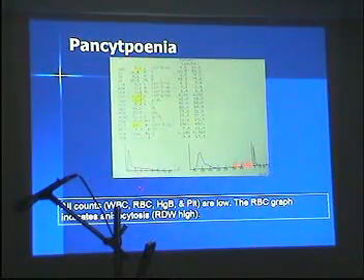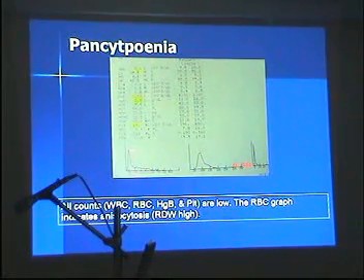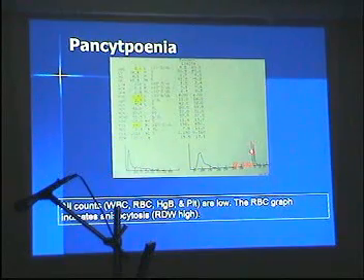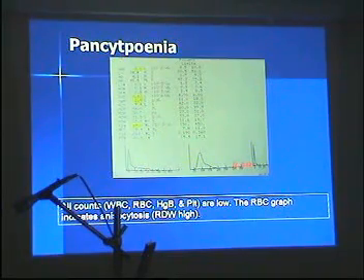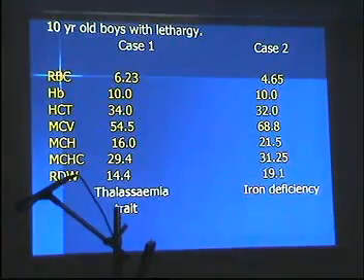Pancytopenia, of course, you can see that it has become small, the platelets are very small, and there is a left shift in the platelets also. This is pancytopenia, which can be due to aplastic anemia.